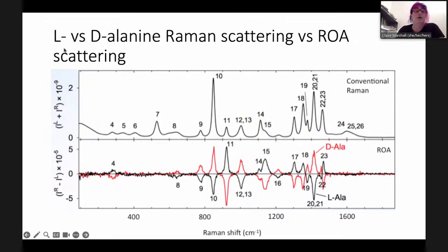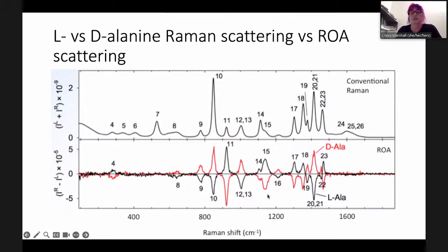But here, if you have a mixture of both, you collect a Raman spectrum, and yeah, sure, it's aniline, but is it D or L? And if you look at the bottom spectra below here, this is the ROA spectra for a mixture of, as you can see here in red, D aniline and L aniline.